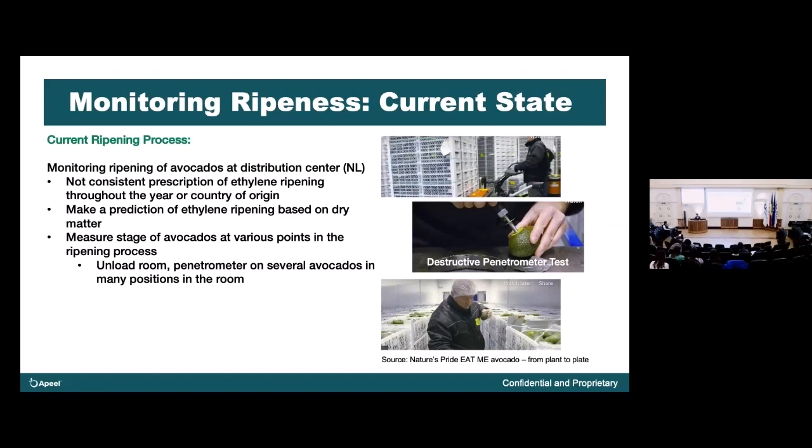But those that aren't really ready, they might either put them back in the room with ethylene and ripen them more, or it might actually even just go to waste. And so we thought, is there a way to actually measure and monitor this so that that doesn't happen? And so we looked at things like spectroscopy, but also volatiles.